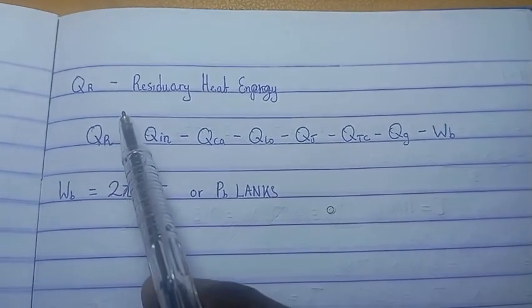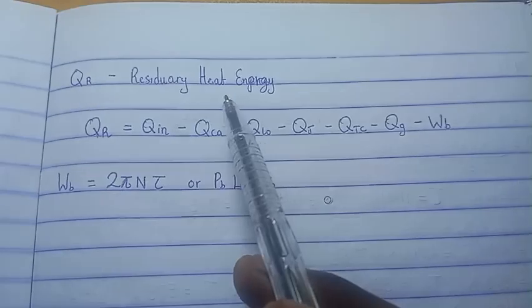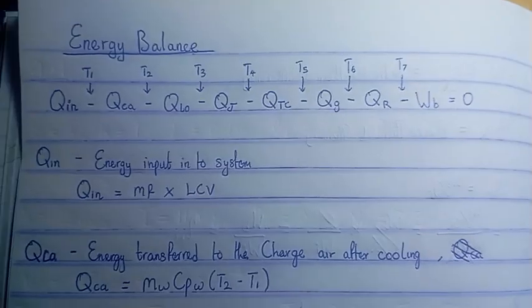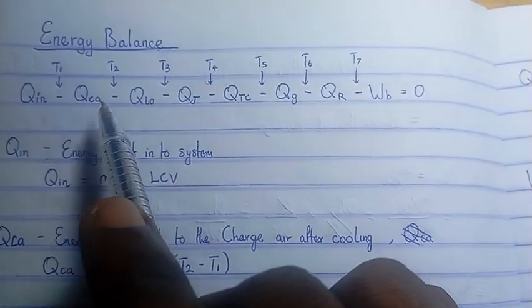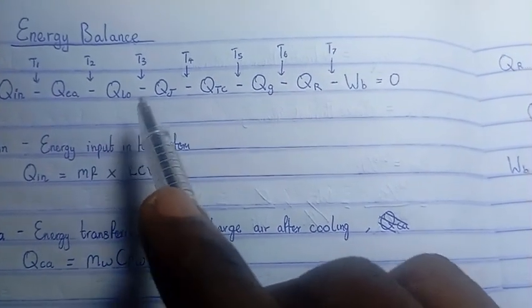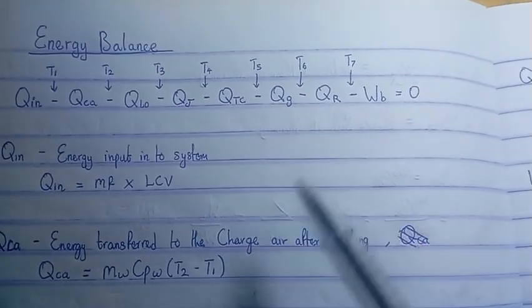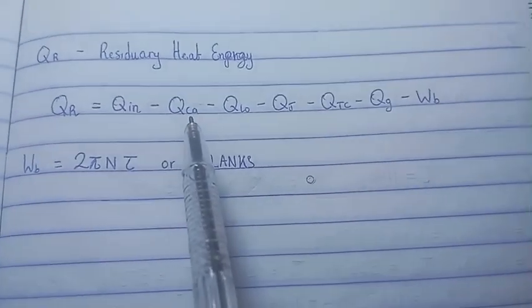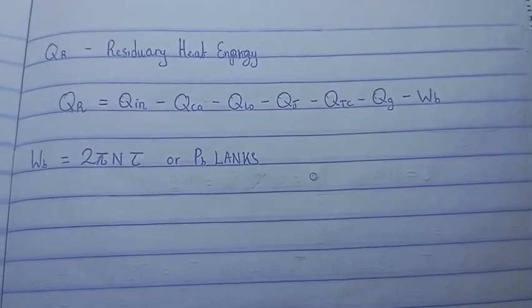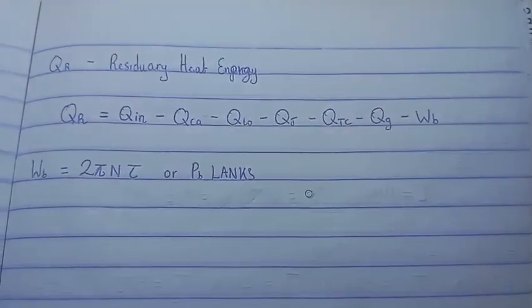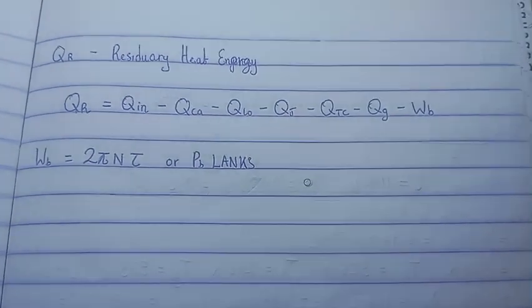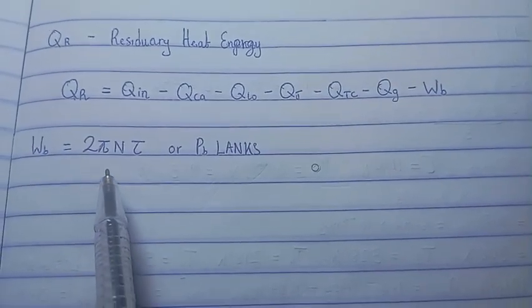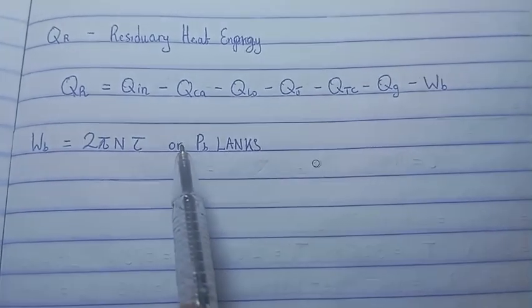So next we have our residuary heat energy. Your residuary heat energy, which is your QR, is gotten by rearranging your initial equation. This initial equation, your Q in minus your QCA minus QLO, rearrange it to make QR subject of the formula, then you get your residuary heat energy, which is Q in minus QCA minus QLO minus QJ minus QTC minus QG minus WB. And you already know that your WB is equal to either your 2 pi n torque or your Planck's.